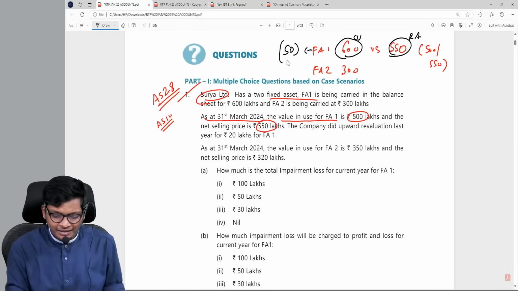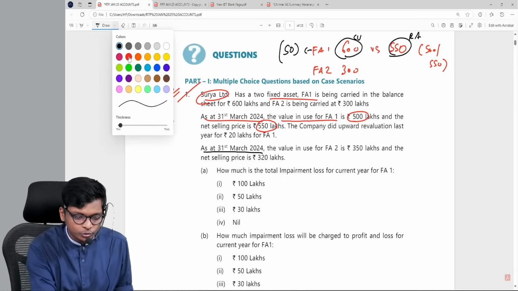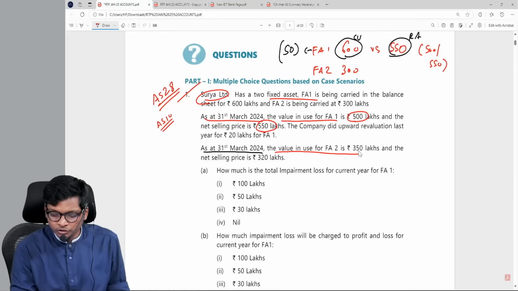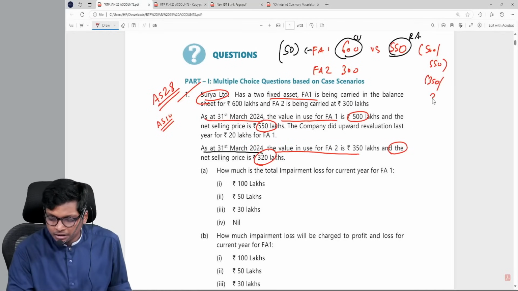I will write off. Then, as of 31st March 2024, I'm going to the second asset directly. Value in use for fixed asset 2 is 350 and the net selling price is 320.